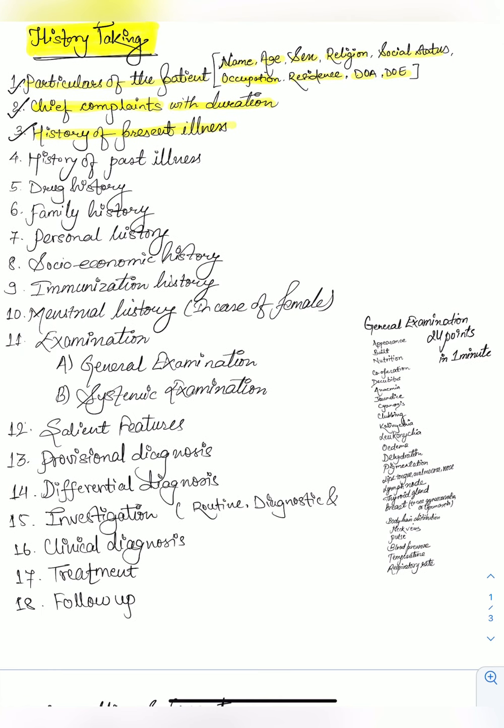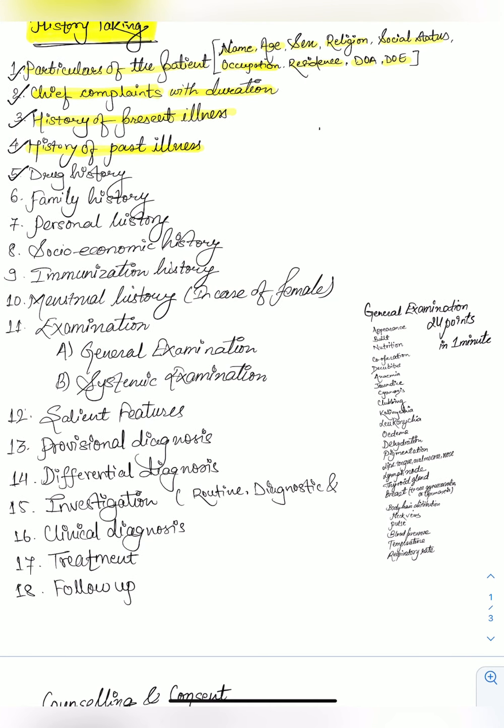And history of past illness includes any illness or disease that he had before the illness or disease for which he has come. It can be like diabetes mellitus or hypertension, which he may have had before. Then the fifth point is drug history. The clinician or doctor should ask about any drug that he is taking or has taken for the symptoms. The sixth point is family history.